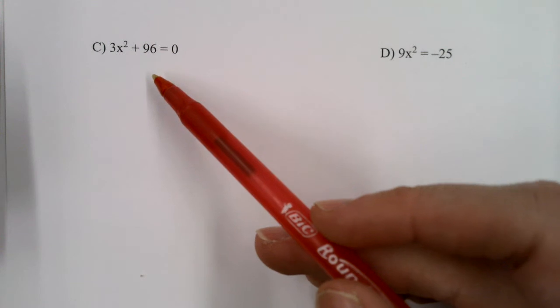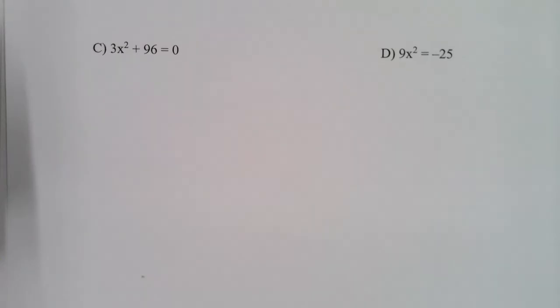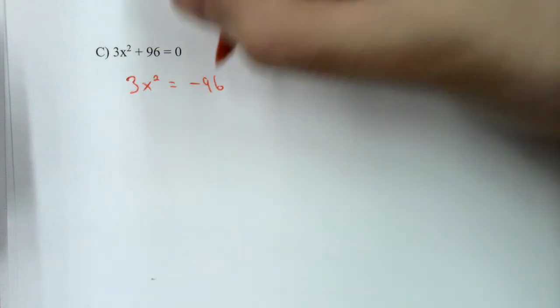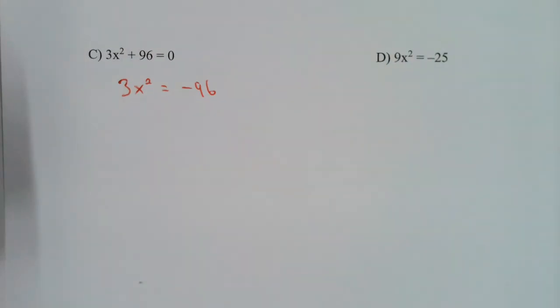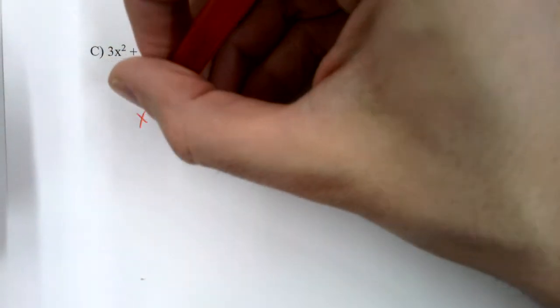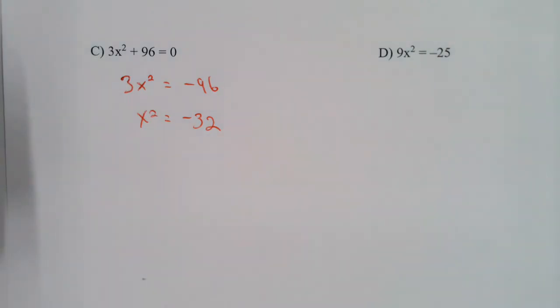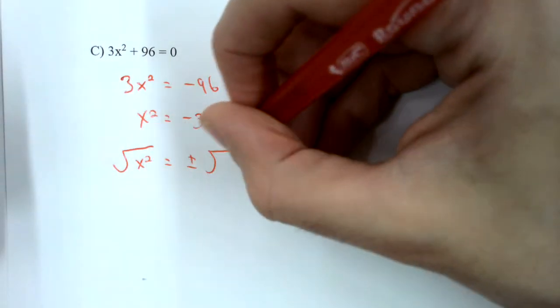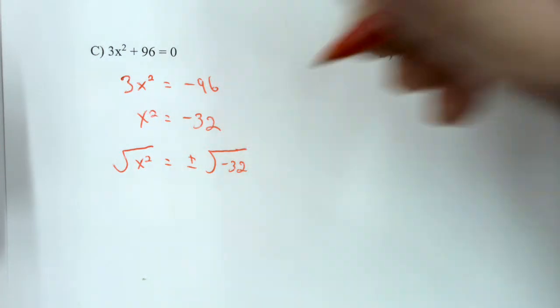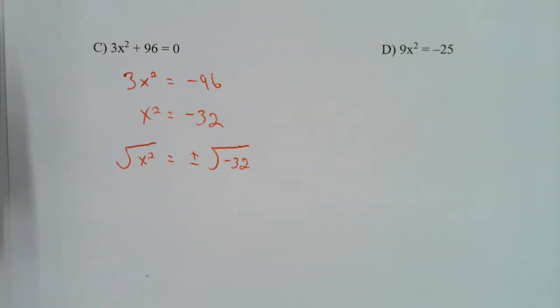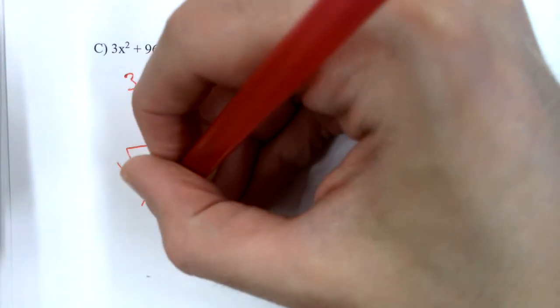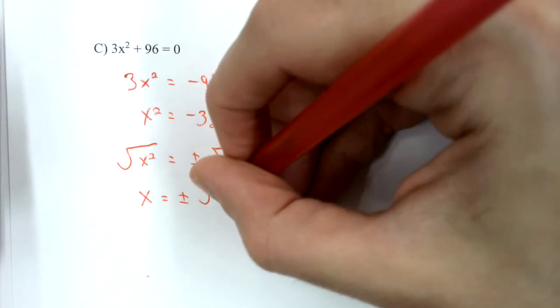Solve this for x. So we have to first solve for x squared. Subtract 96 on each side. 3x squared equals negative 96. Divide each side by 3. x squared equals negative 32. And now take the square root of each side. Positive and negative on the right. So x equals positive and negative square root of negative 32.